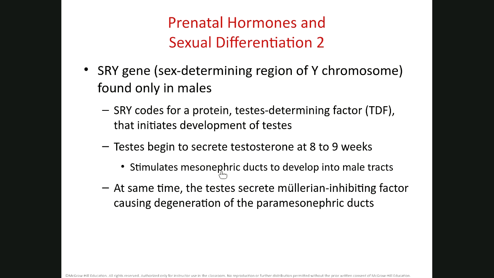This will stimulate the mesonephric and make it develop. When this is happening, the testis will also secrete MIF, male Mullerian inhibiting factor. So you see there are two factors, TDF and MIF. The TDF is for developing the testis and the mesonephric, while the MIF will degenerate the paramesonephric. Mullerian means paramesonephric, so MIF is inhibiting the paramesonephric.